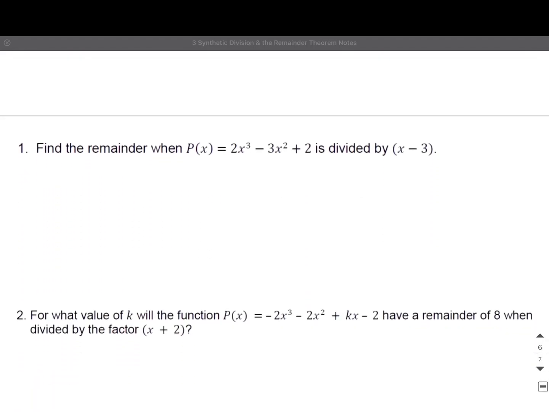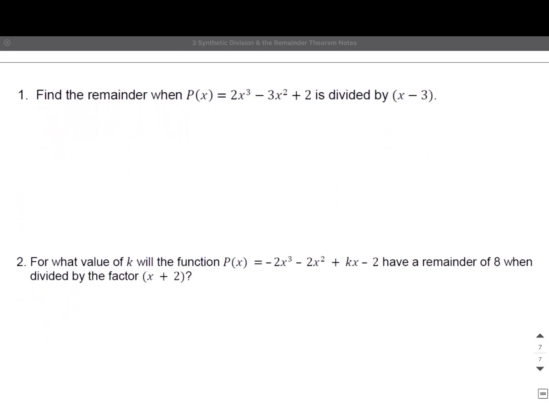So for instance, if I want to find the remainder when the polynomial p of x is divided by x minus 3, I find p of 3, because 3 minus 3 is 0. That's why I'm using 3. And we're going to plug in 2 times 3 to the third minus 3 times 3 squared plus 2. 3 cubed is 27 times 2 is 54. That's 27 again, plus 2, so we're going to get 27, 28, 29 will be the remainder when we do that division. And that's it. So you don't have to do the whole synthetic division or long division to find the remainder.